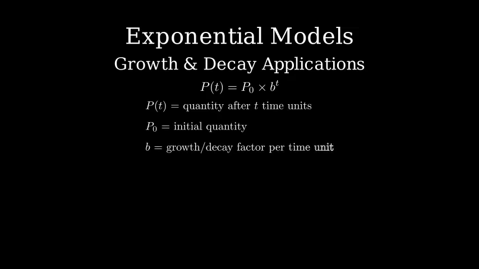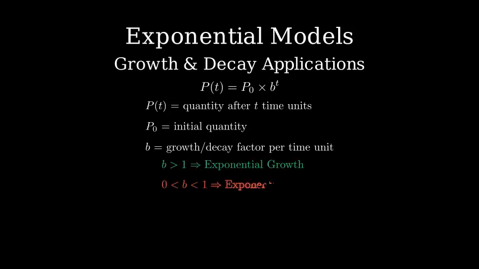Before diving into our examples, let's understand the general form of an exponential model. An exponential model has the form p of t equals p sub 0 times b raised to the t power. Here, p of t represents the quantity after t time units, p sub 0 is the initial quantity, and b is the base or growth factor per time unit.